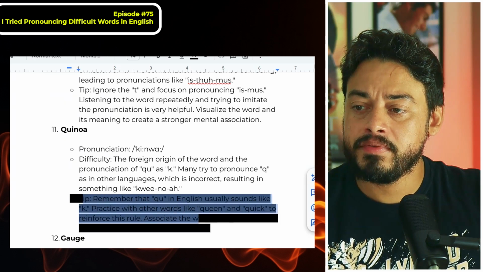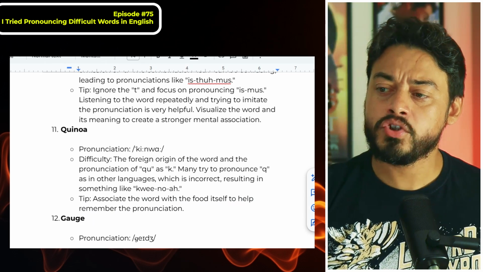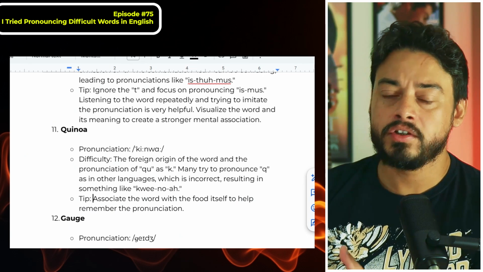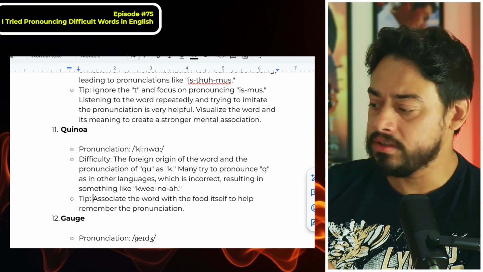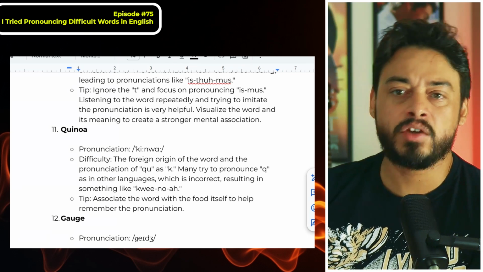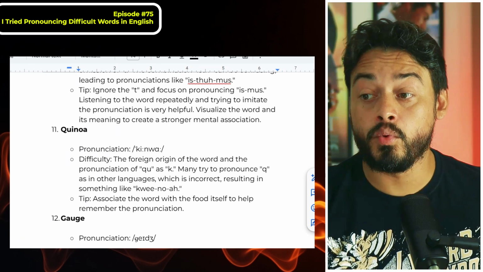So here's the tip that we have for this word. The best tip here is just associate the word with the food itself to help remember the pronunciation. So, the food, right? Quinoa, just maybe look at a box of quinoa and repeat out loud, quinoa, quinoa. I have quinoa every day. All right. So associate the food with the word.